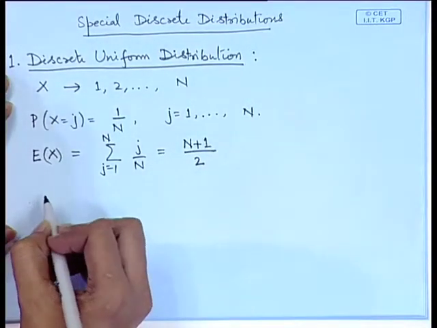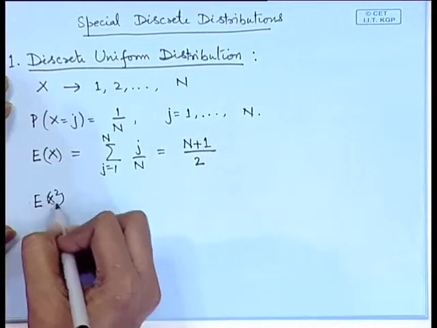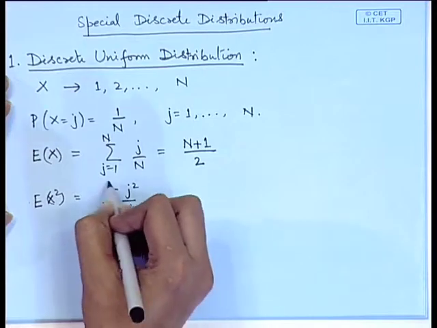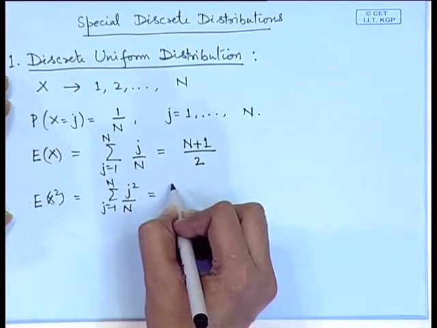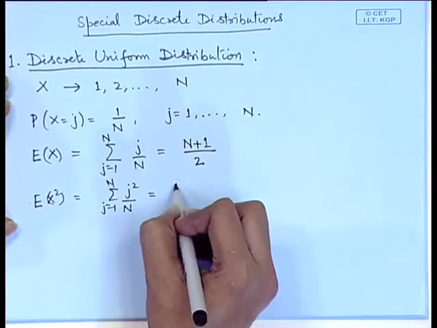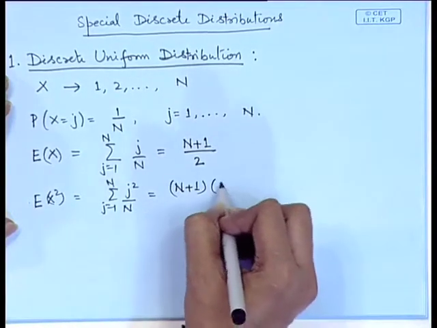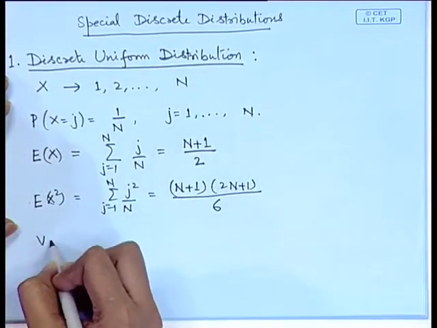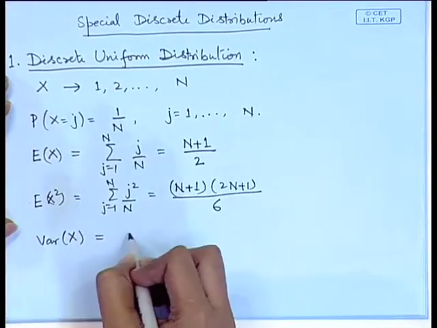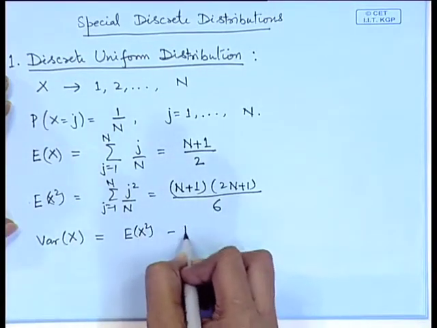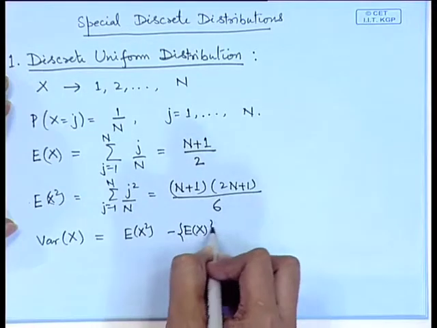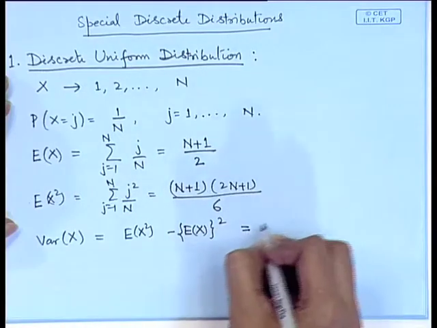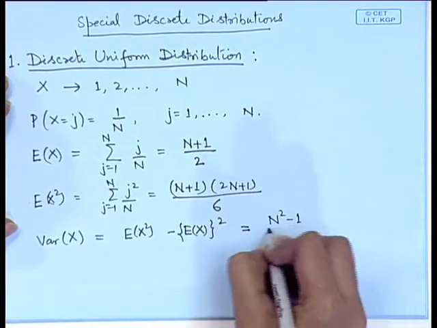If you want to calculate the variance, we can use expectation of x square, that is equal to sigma j square by n, j equal to 1 to n. So, sum of j square is n into n plus 1 into 2 n plus 1 by 6. So, expectation of x square turns out to be n plus 1 into 2 n plus 1 by 6, and therefore, variance of x is equal to expectation of x square minus expectation of x whole square, that is this quantity minus this square. So, after simplification it turns out to be n square minus 1 by 12.